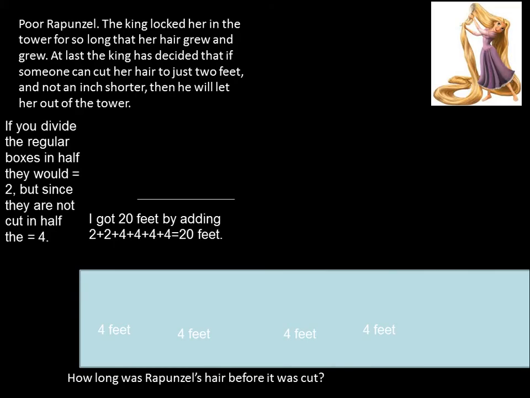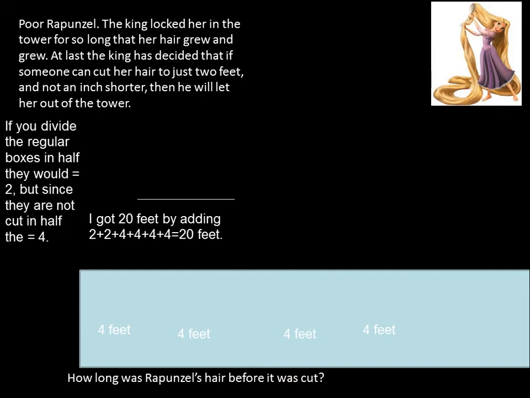This is Poor Rapunzel. The king locked her in the tower for so long that her hair grew and grew. At last the king has decided that if someone can cut her hair just 2 feet and not an inch shorter, then he will let her out of the tower. You divide the regular boxes in half and they would equal something, but they are not. I can't read it. They would equal 2, but since they are not cut in half, it equals. It's cut off.